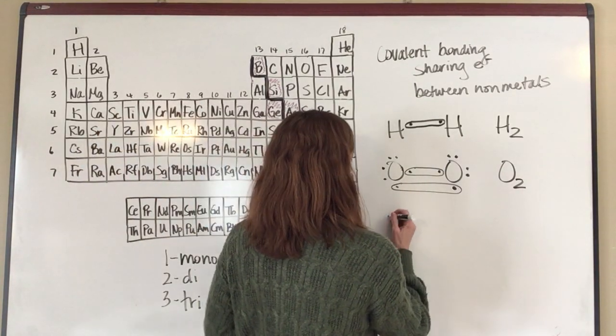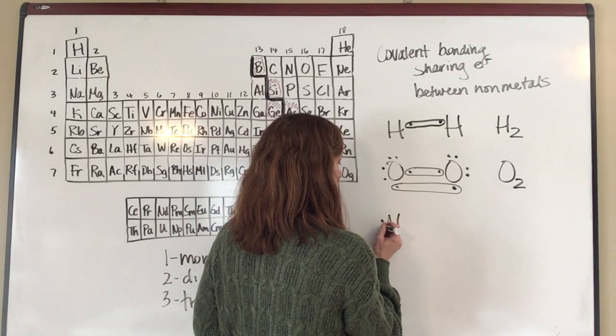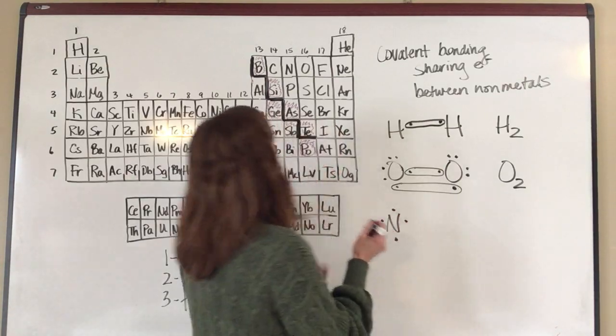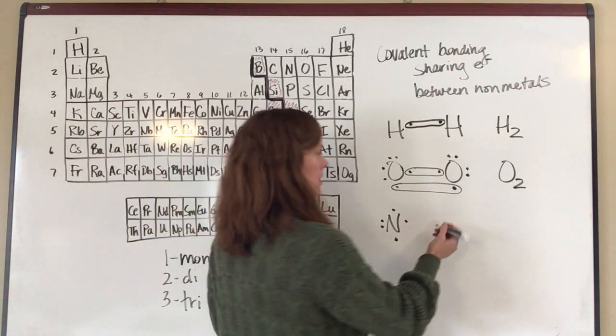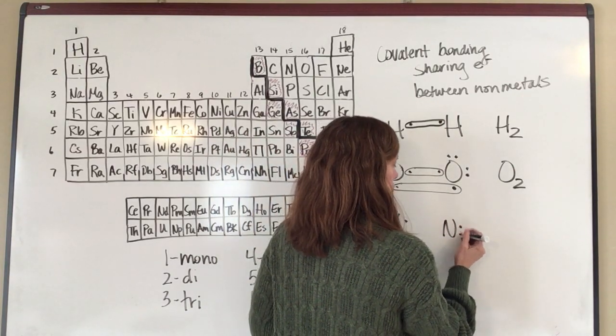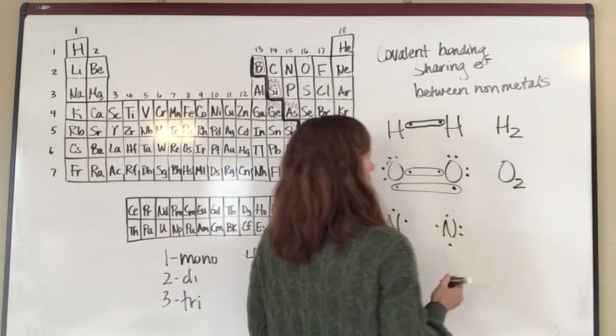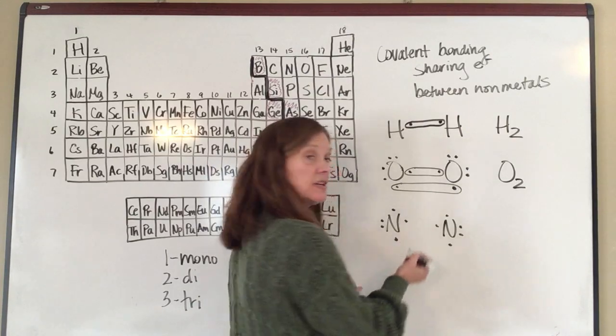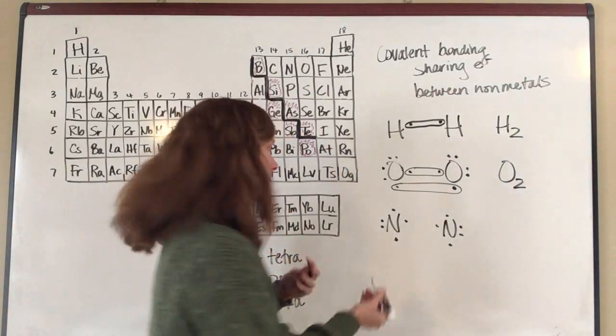Nitrogen does a very similar thing. Nitrogen has 5 valence electrons. Remember where it is on the periodic table. So if I draw 2 nitrogens here, nitrogen needs how many more? It needs 3.